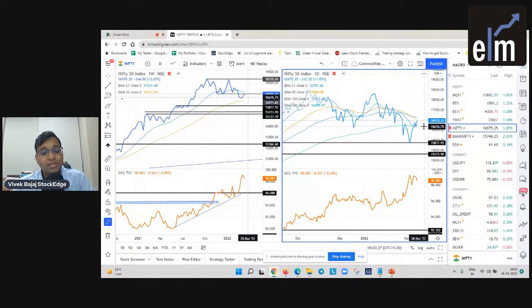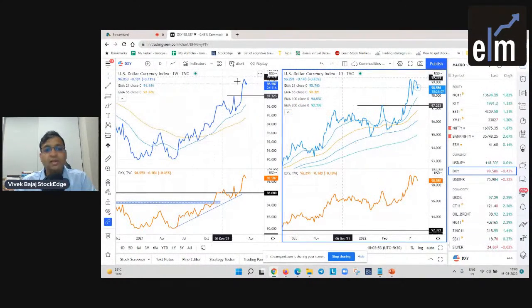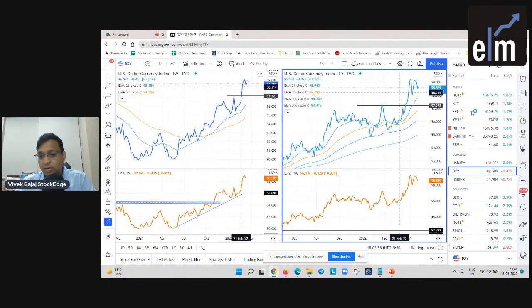But I still feel that we should not expect the fireworks we have seen in the last 2 years, where stocks have been constantly going up. So it's a good market to trade momentum stocks, buy and book faster profits, and trade with shorter stop loss, because the overall structure of the market, at a macro level, still has the dollar strengthening, which is not a very good sign.